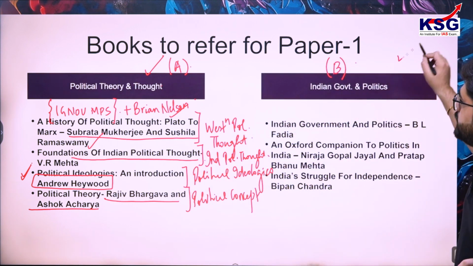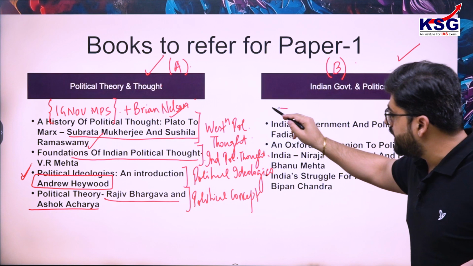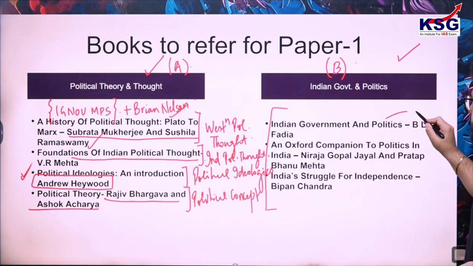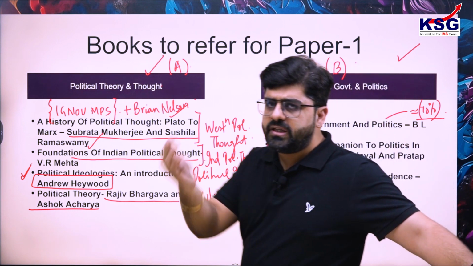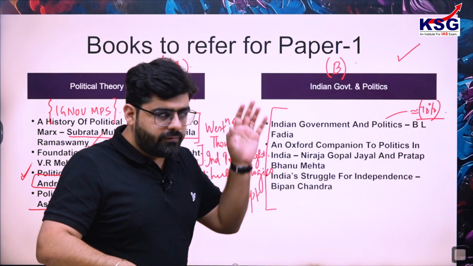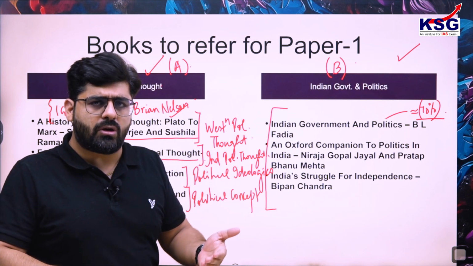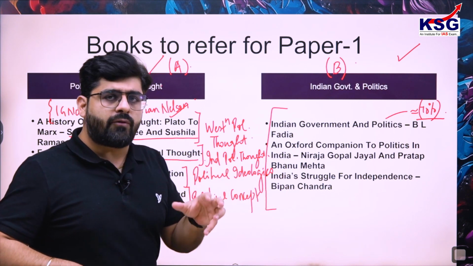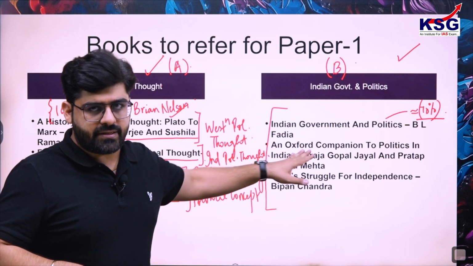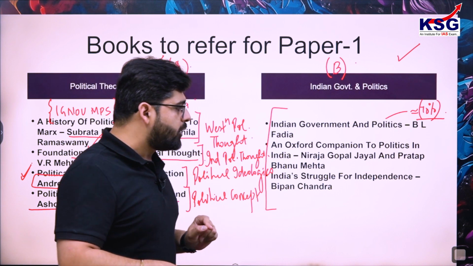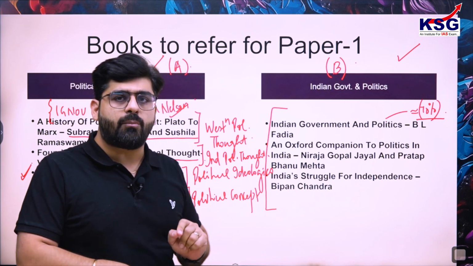Now coming to paper 1 part B, the Indian government and politics part. Here you have B.L. Fadia, which will cover nearly 70% of Indian government and politics. Instead of Lakshmikant, B.L. Fadia is a much better book from the perspective of political science. From Lakshmikant also you'll get to know a lot of things, but when you have to put things in context, B.L. Fadia is very good. It can be referred. And there is Oxford's Companion to Politics in India by Niraja Gopal Jayal and Pratap Bhanu Mehta.